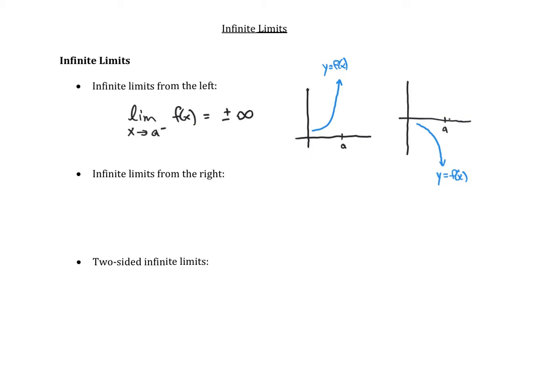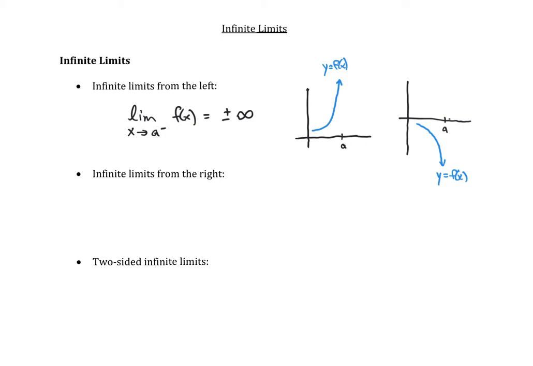And what you can see is that in both cases, we're coming from the left side of a. For the picture on the left, your function is getting bigger and bigger as you approach a, so that would be the positive infinity case. On the picture on the right, as we come from the left, your function's getting smaller and smaller, or more and more negative, so that's the negative infinity case.